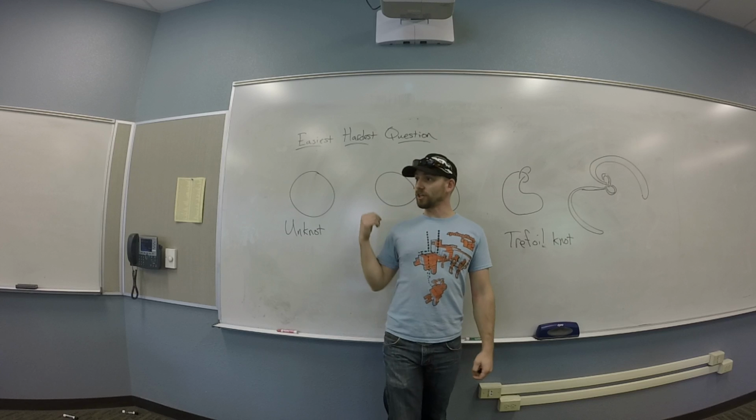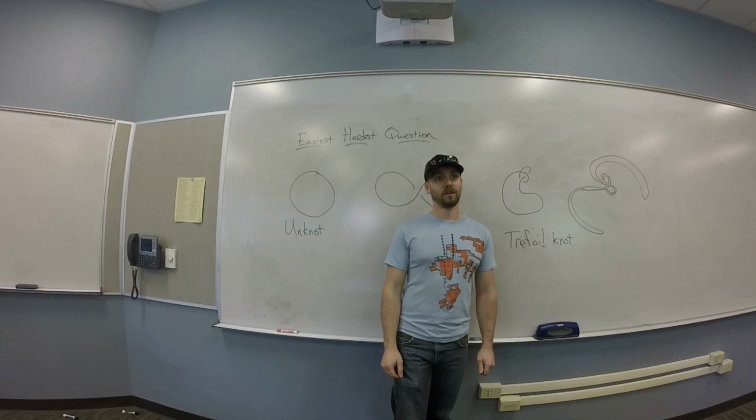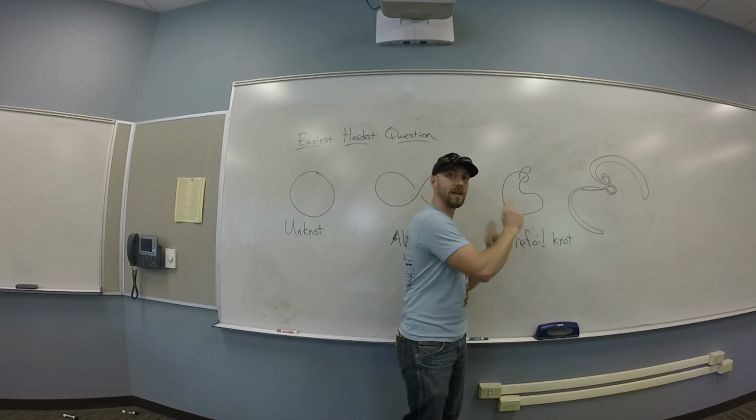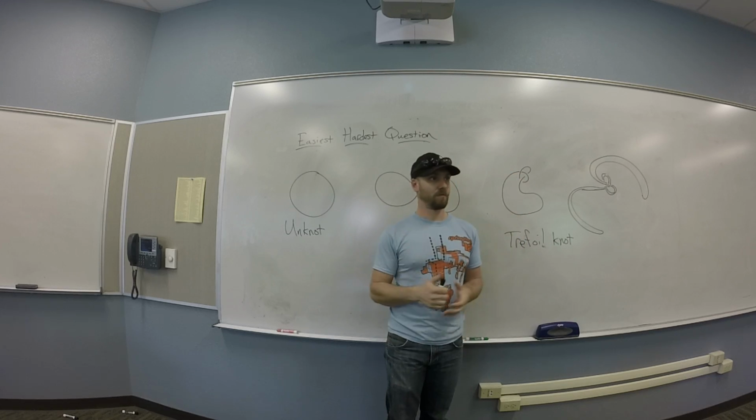So this is actually an open question. This is still unsolved. Getting a good algorithm to take a picture of crossings and decide whether or not it's the unknot is fully open.